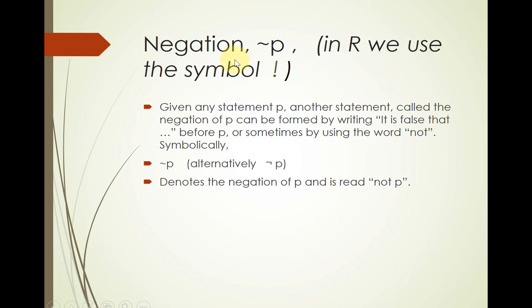Okay, the negation, and it's written like this. In R we use the symbol exclamation mark. Given any statement P, another statement called the negation of P can be formed by writing "it is false that" before the P, or sometimes by using the word not. You can write it like this. Some other textbooks write it like this. This is the logical symbol, and it denotes the negation of P and is read "not P."